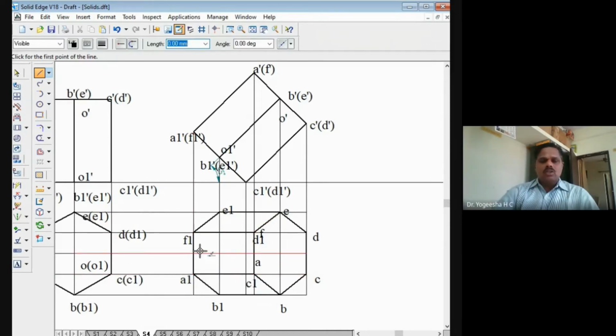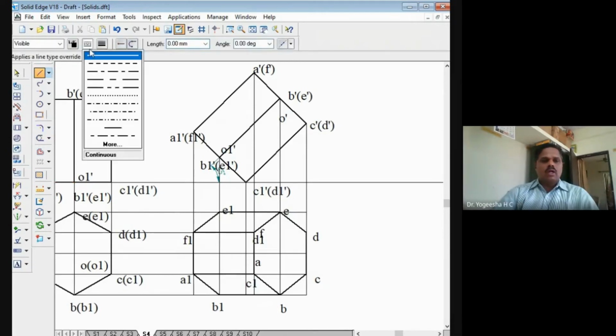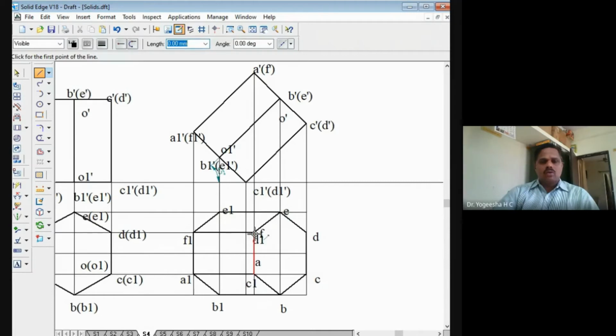And the line joining this D to D1, actually it should be hidden. So what we'll do is we'll trim this and draw that line as a hidden line, right? D to D1, up to here it should be a hidden line. Similarly, C to C1, it should be a hidden line.